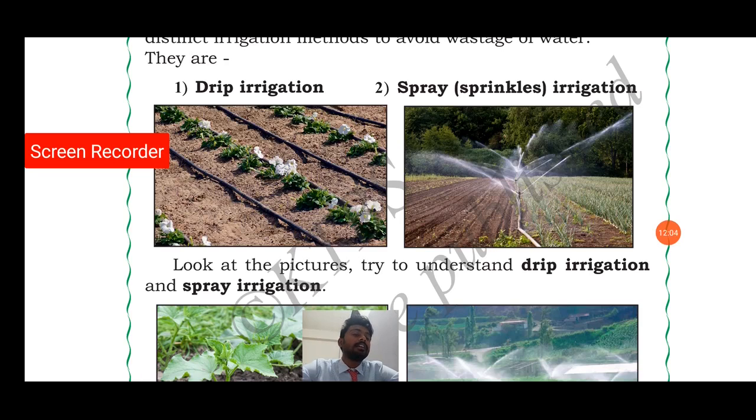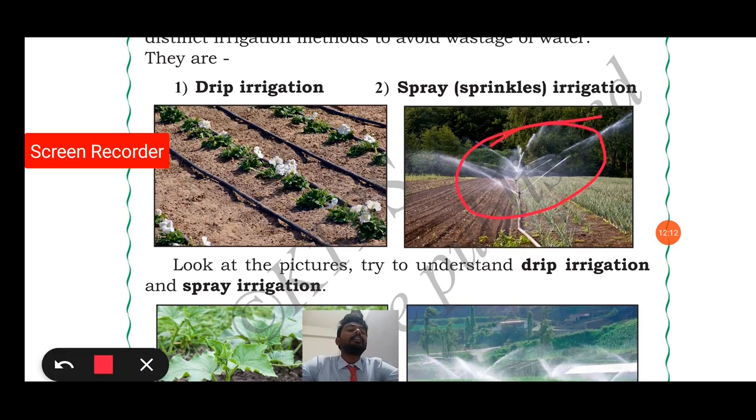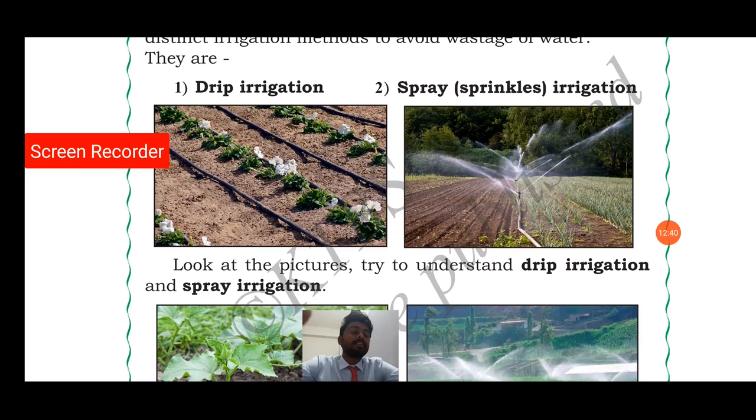You can see the second one, spray or sprinkler irrigation. The water is irrigated in a sprinkler type, spray type. You can see on this side the water is irrigated drop by drop, so that is drip irrigation. On this side the water is irrigated spray type, which means sprinkler type. So farmers use drip irrigation as well as spray irrigation, that is, sprinkler irrigation.